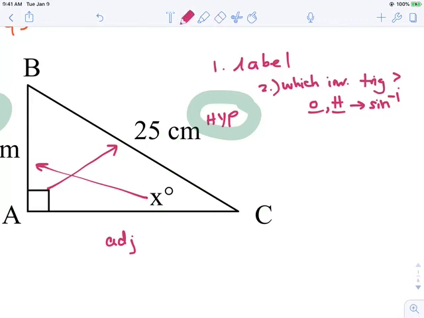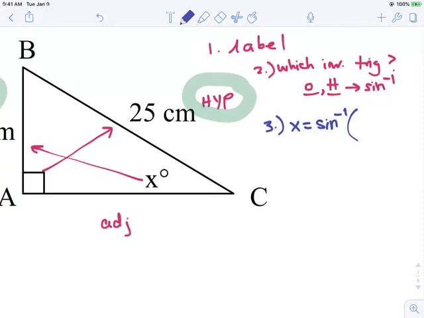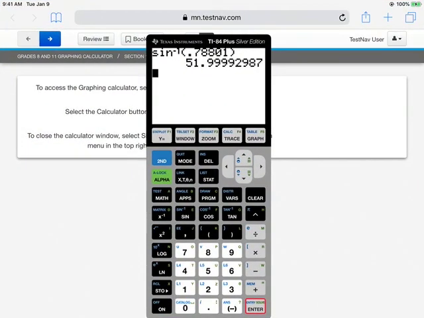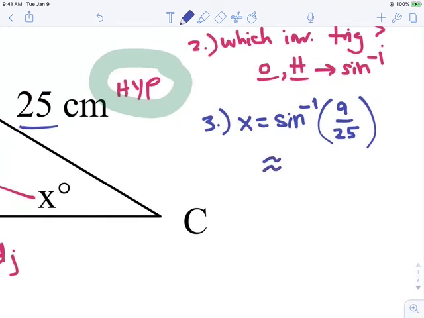So if I want to find out what x is, this is step 3, the key. X is equal to sine inverse, opposite over hypotenuse. Opposite is 9. Hypotenuse is 25. Put this in your calculator. Second sine inverse, 9 divided by 25, in the parentheses, enter: 21.1. Make sure you put the degrees.